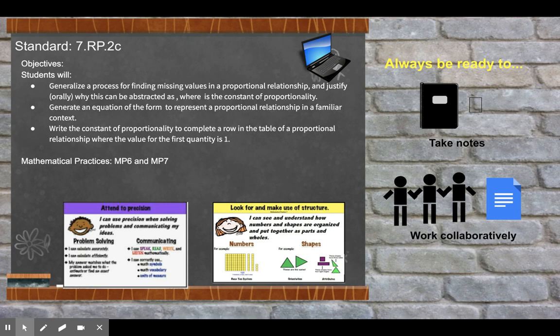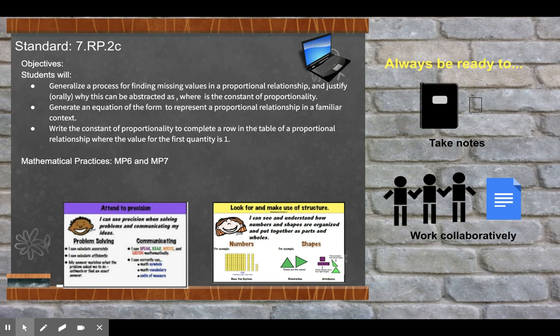On page 7, you are going to write down today's standard, which is 7.RP.2c, and our objectives, which you will also copy down. Students will generalize the process for finding missing values in a proportional relationship and justify orally why this can be abstracted as y = kx, where k is the constant of proportionality. Students will also generate an equation of the form y = kx to represent a proportional relationship in a familiar context. And you will also be able to write the constant of proportionality to complete a row in the table of a proportional relationship where the value for the first quantity is 1.